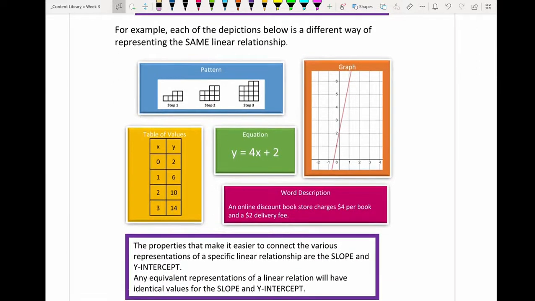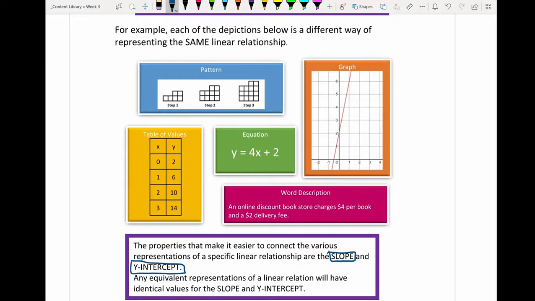The properties that make it easier to connect the various representations of a specific linear relationship are the slope and the y-intercept. Those are the two key things that are the same throughout all of them. Any equivalent representations of a linear relation will have identical values for the slope and the y-intercept, so it doesn't matter which representation I look at.